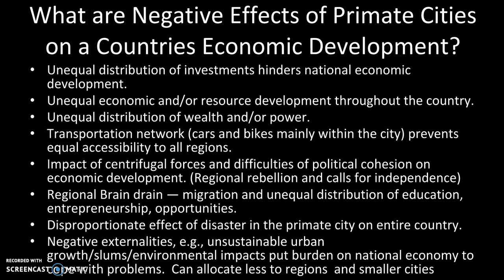You tend to see more negative externalities like unsustainable urban growth, a lot more slums, and more environmental impacts that put a burden on the national economy to cope with the problem. Therefore, they can allocate a lot less to the regions and the smaller cities.